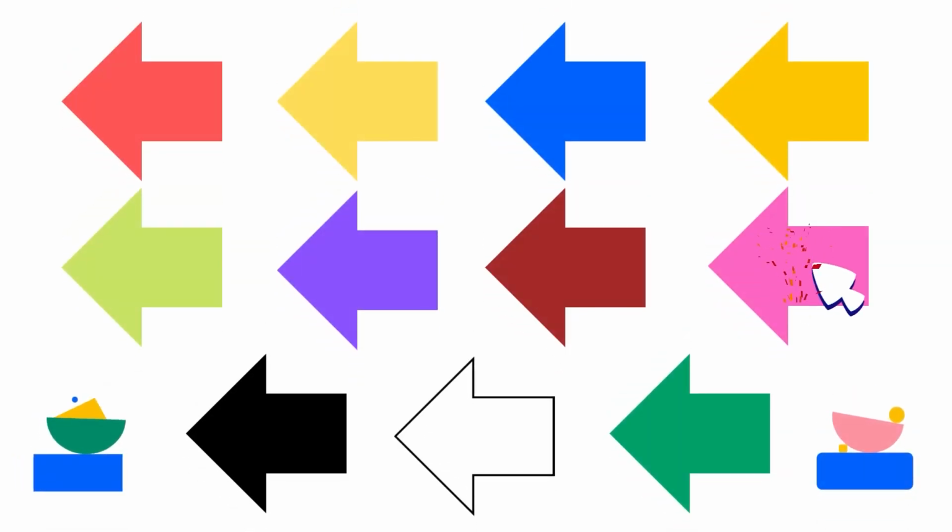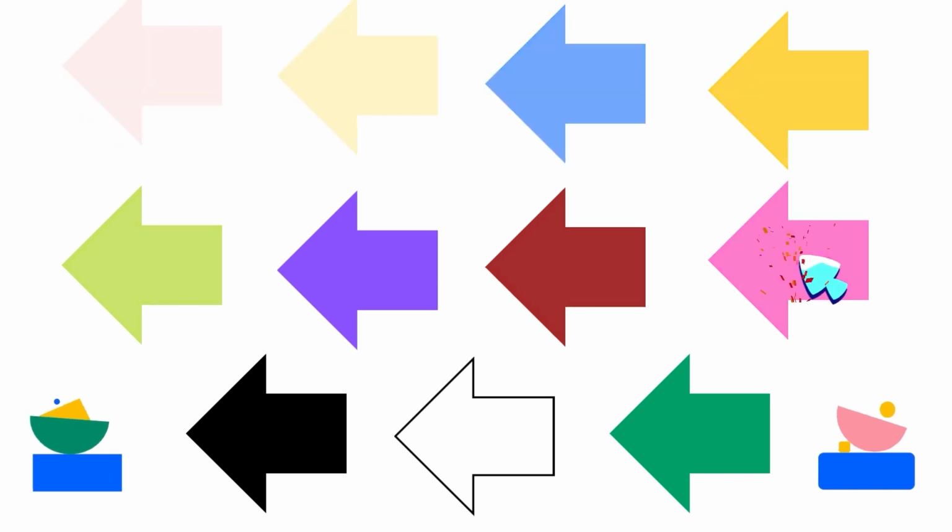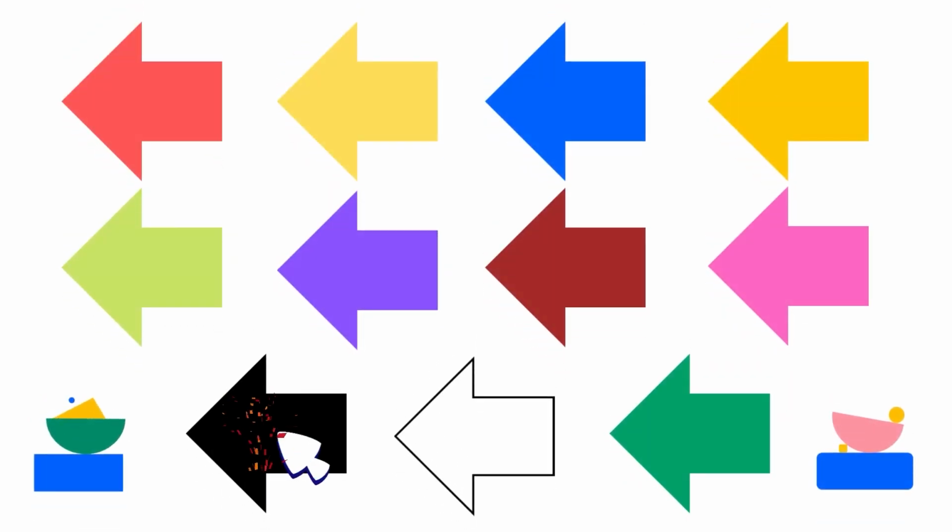Pink color. Pink color. P is for pink color. Black color. Black color. B is for black color.